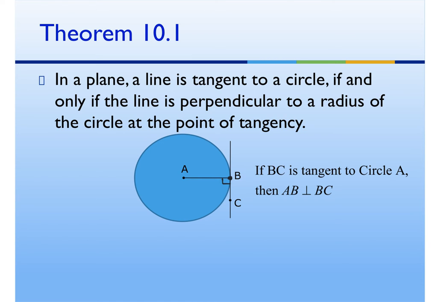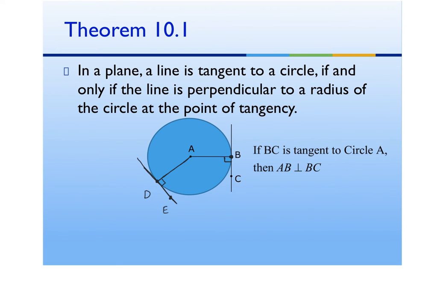And let's just set up another one. Let's put a point down here and label it D. Have E be one of the points on the point of tangency. Let's put E over here. And then let's draw a line or a radius from A to D. This is going to be 90 degrees as long as DE is tangent to circle A. So DE is perpendicular to AD as well. Okay?